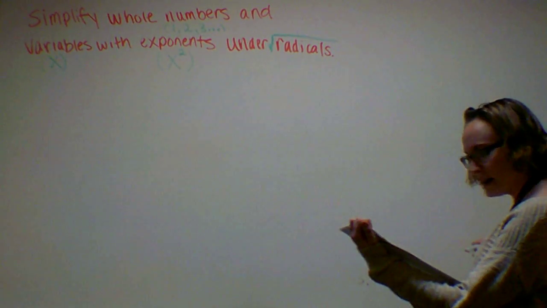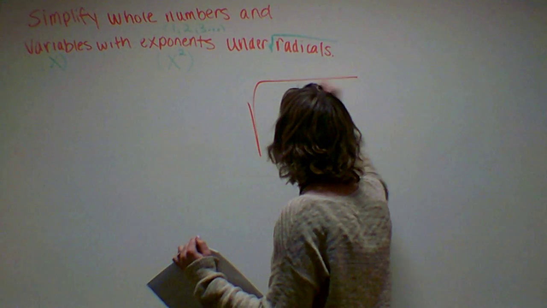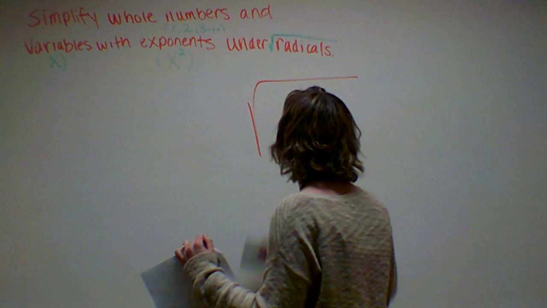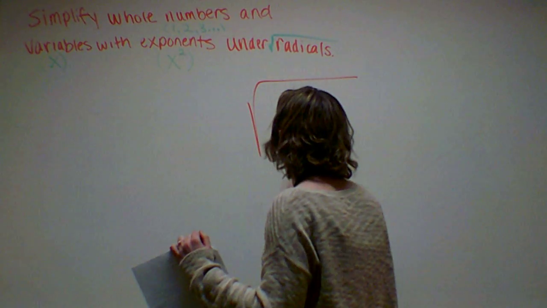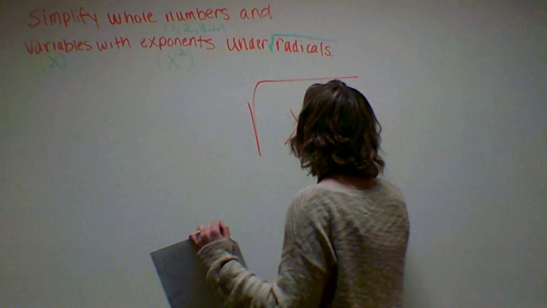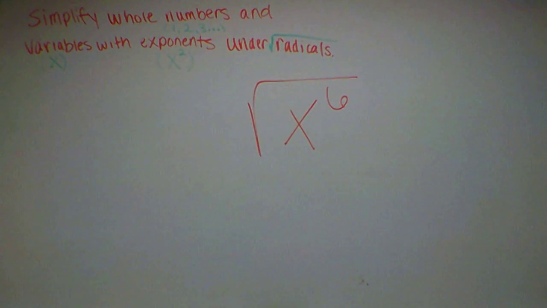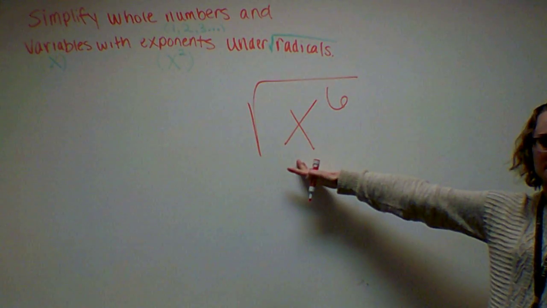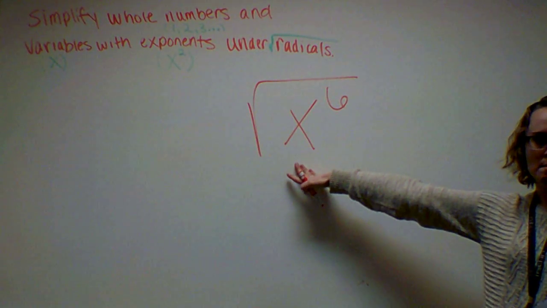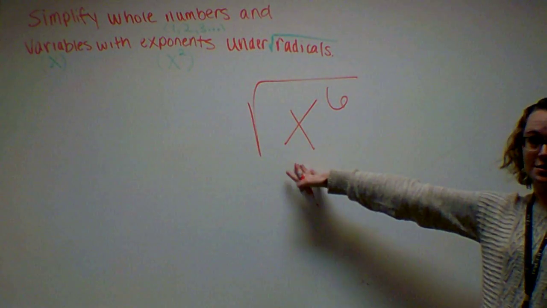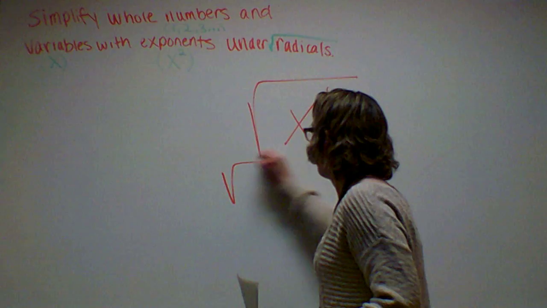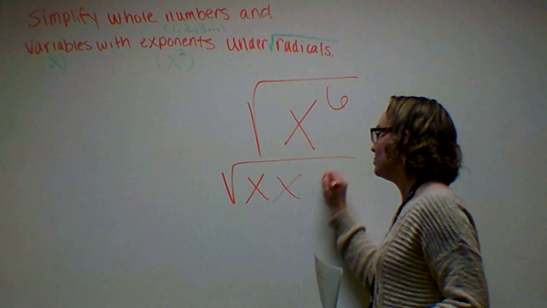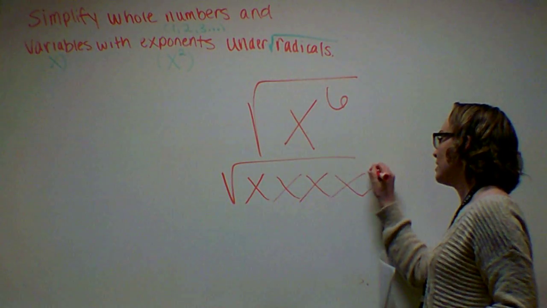So the next one we have is the square root of x to the 6. Now believe it or not, I think the alphabet is way easier than the numbers. Whenever you see this, all I'm going to do is write 6 x's. Why am I writing 6 x's? Because it's x to the 6. It's that easy. 1, 2, 3, 4, 5, 6.